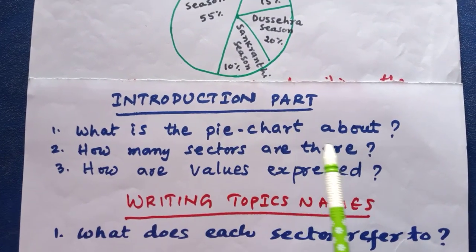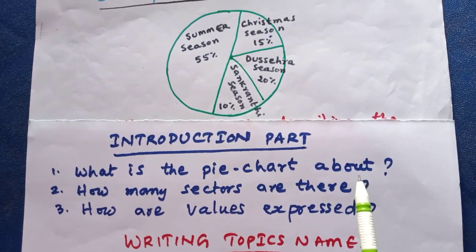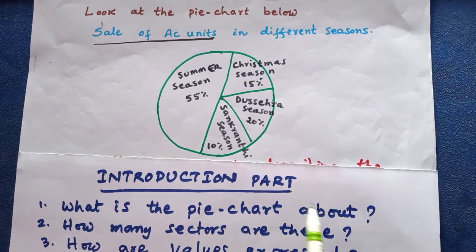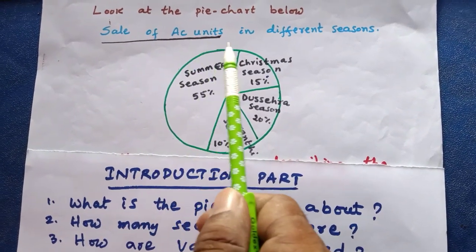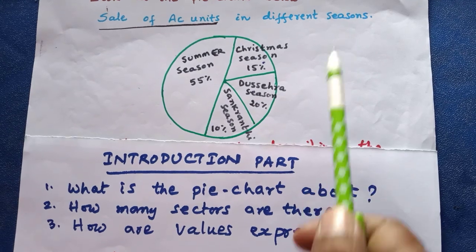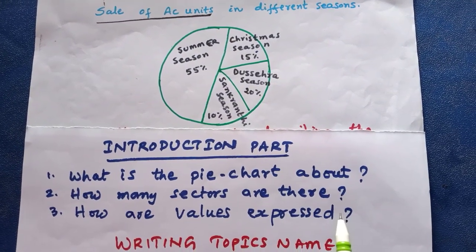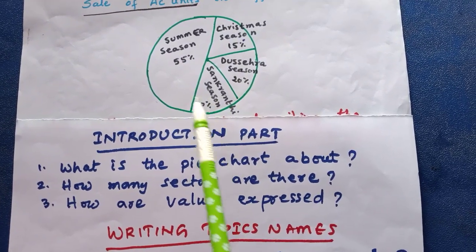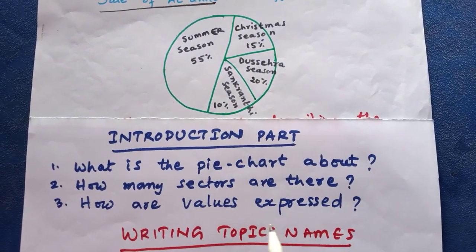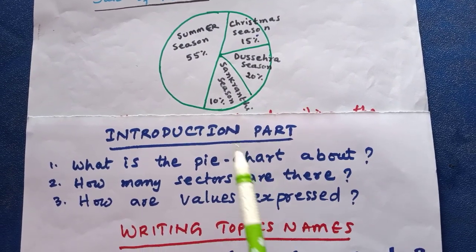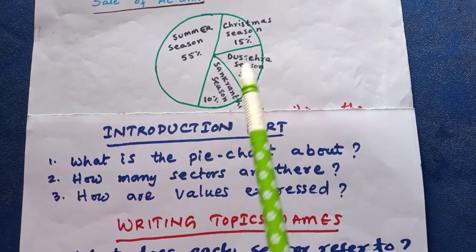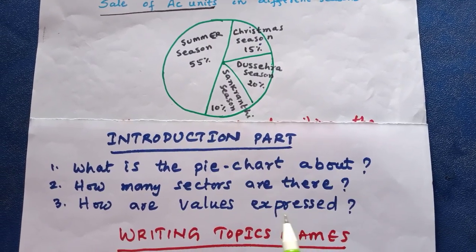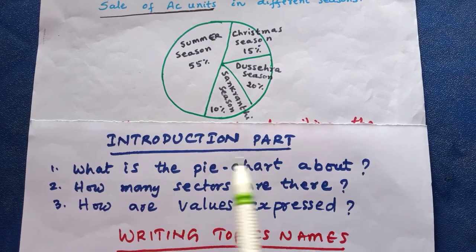What is the pie chart about? We get the answer for this question from the heading. So the pie chart is about the sale of AC units in different seasons. How many sectors are there? We get from this diagram 1, 2, 3, 4. So 4 sectors are there. How are values expressed? The values are expressed in percentage terms. So the answers for these questions form the introduction part.